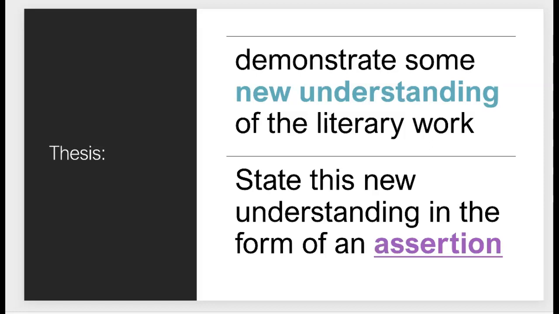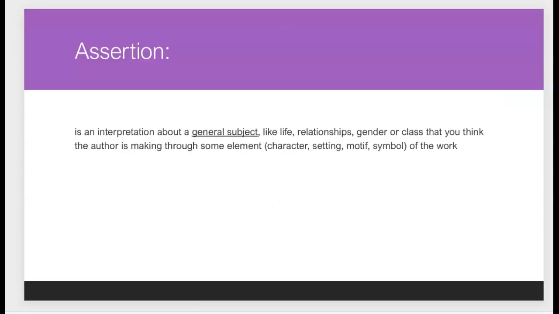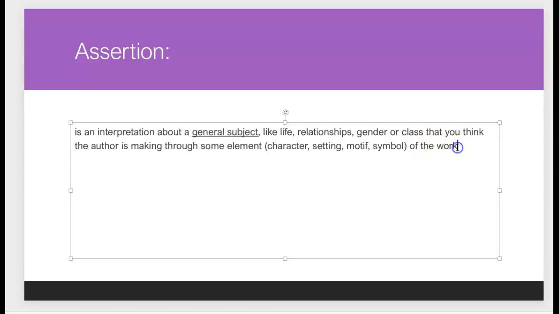And you want to state this new understanding, this interpretation, in the form of an assertion. An assertion is an interpretation about a general subject like life, relationships, gender, or class that you think the author is making through some literary element, because remember, it's a literary analysis, like character, setting, motif, symbol, from some element of the work. An assertion is, I want to say this really quickly, authoritative in tone, right?